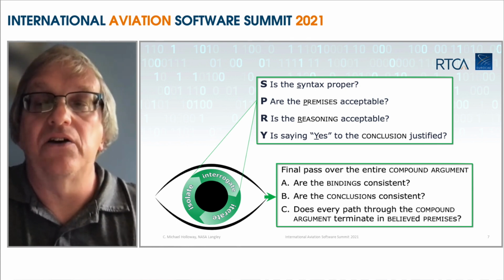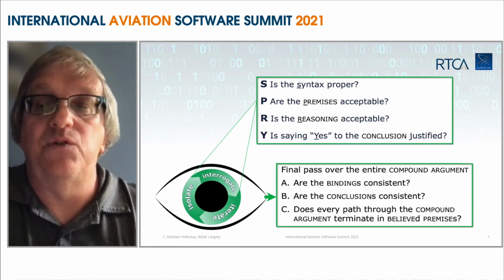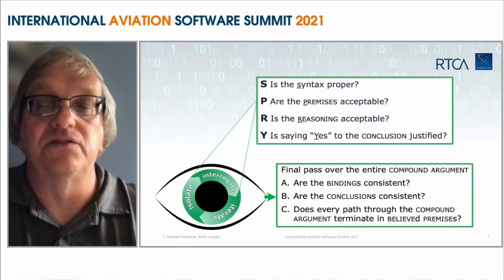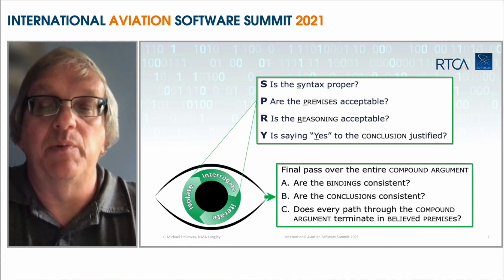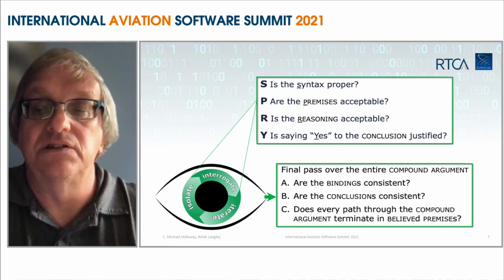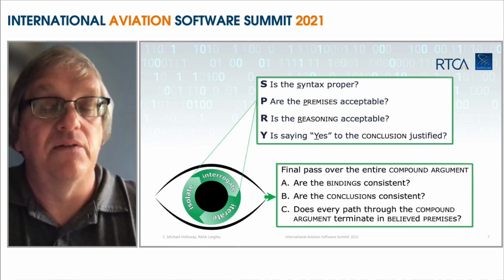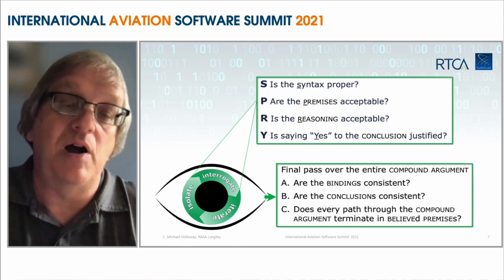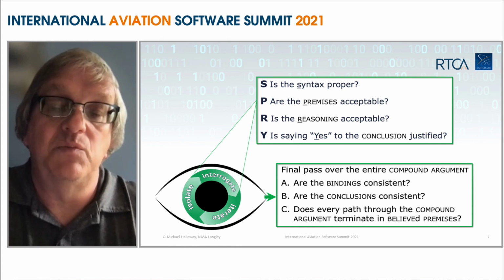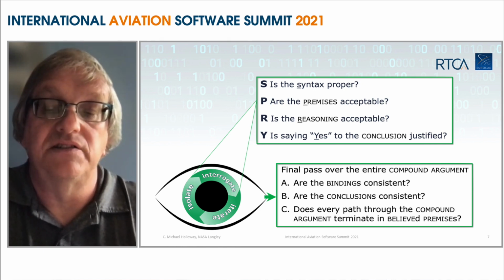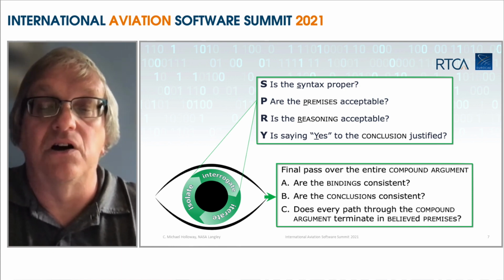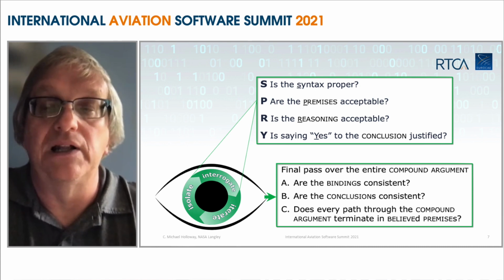Here you see the interrogate step expanded and a fourth unlabeled integrate step to be done after all the iterations are done. So to interrogate the cogency of an atomic argument, we propose asking a collection of questions. You see the four highest level questions here. Is the syntax proper? Are the premises acceptable? Is the reasoning acceptable? Is saying yes to the conclusion justified? Thus, if you use our approach, you can say a cogent argument is also a spry one.